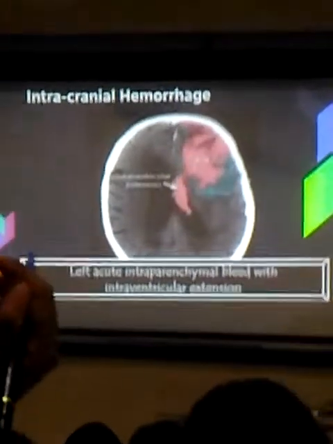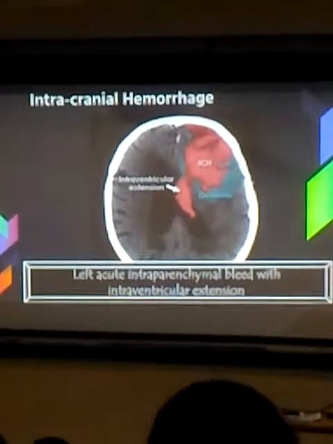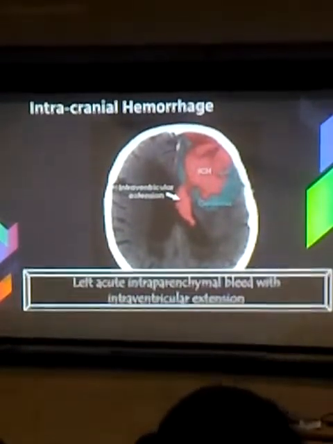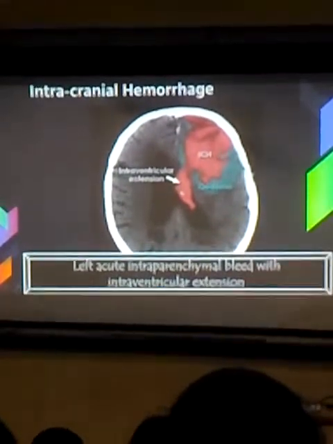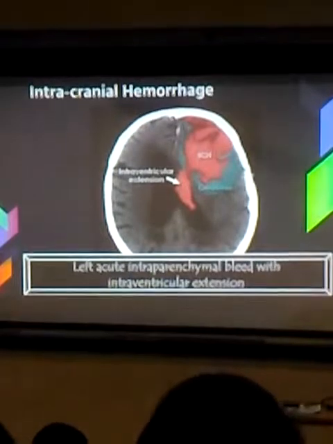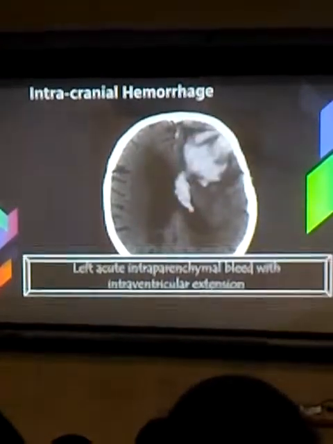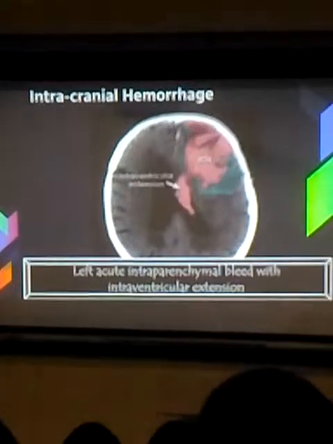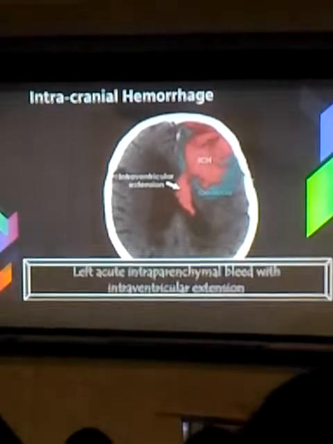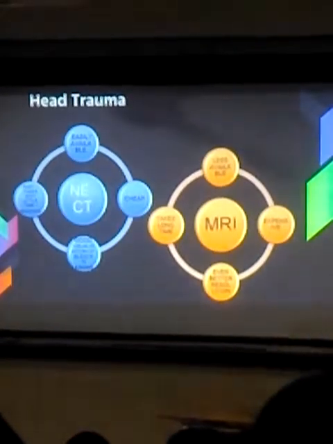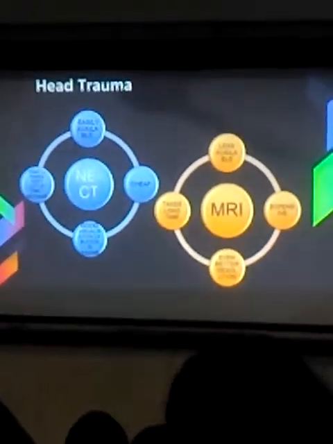The additional finding is that there has been intraventricular extension, which carries a poorer prognosis. So this blood has ruptured into the choroid plexus as well, into the ventricles, which carries a poorer prognosis. Fine. So this is where the intracranial hemorrhage is, with the surrounding rim of edema around it. Okay, fine. Now we come to another important condition, and that is head injury. See, this is another condition.